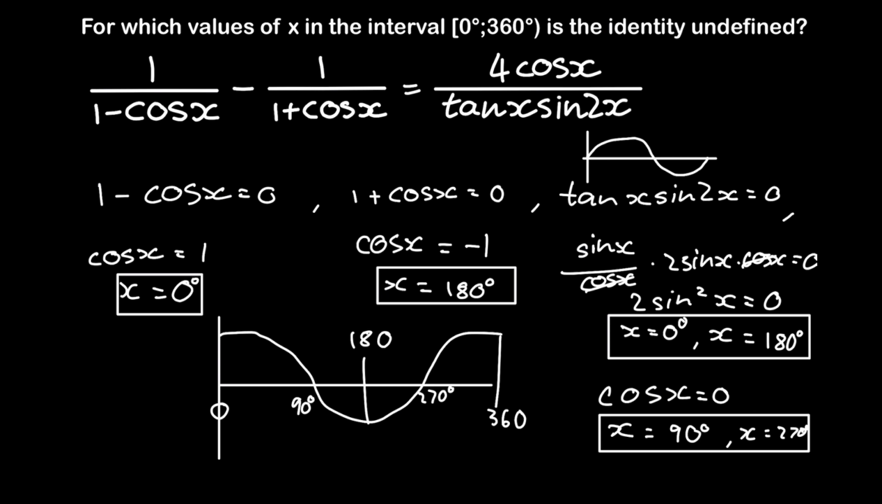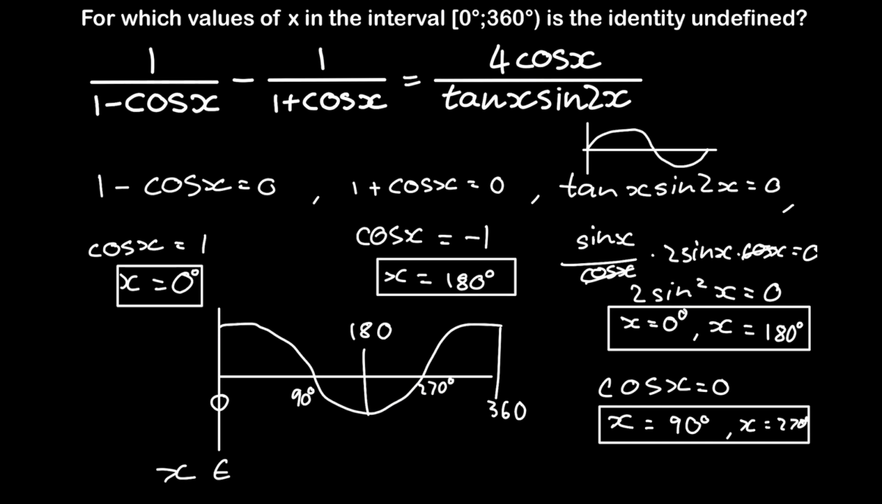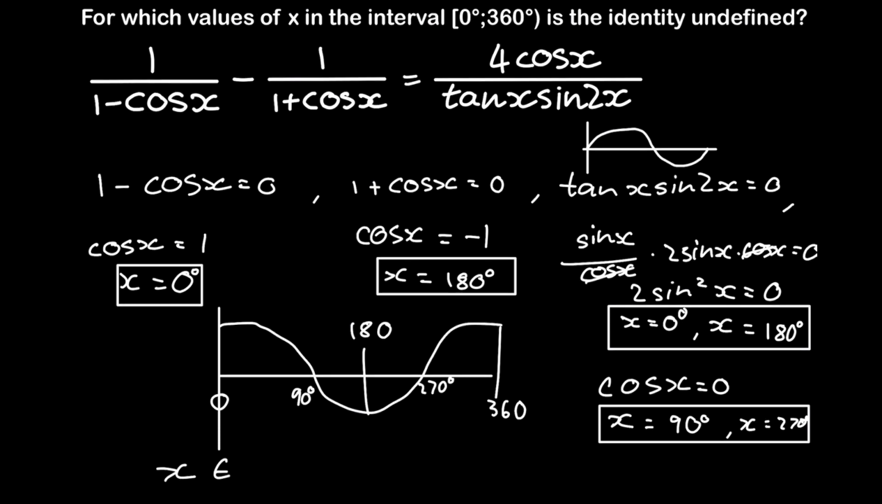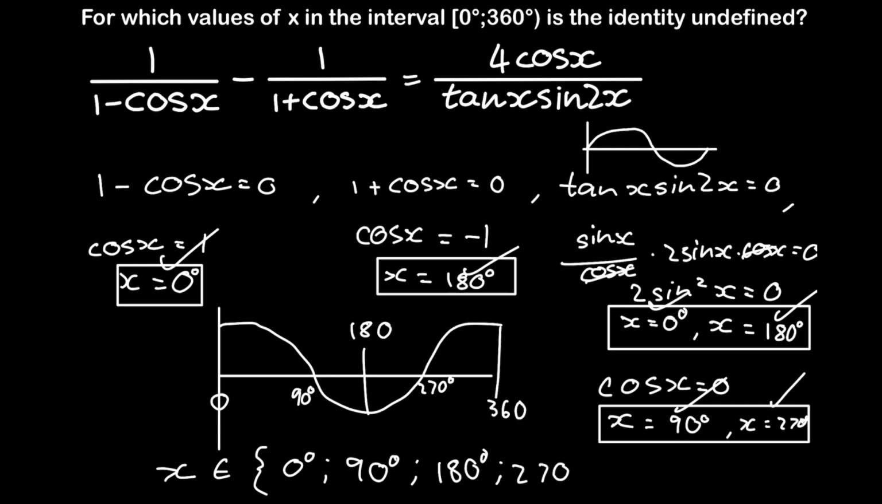So there you go, we've found all these values, and now we simply need to write it in the form of an answer. So we have x is an element of the set containing 0 degrees, 90 degrees, 180 degrees, and 270 degrees. And that's the final answer.